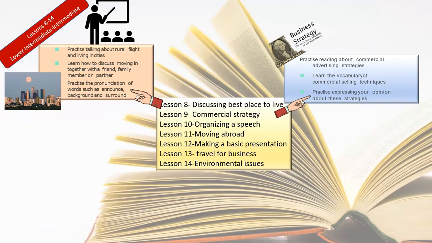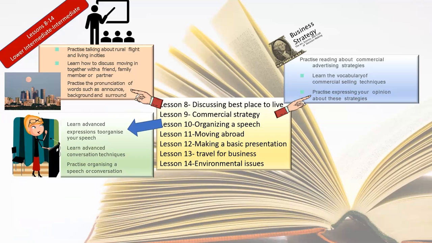Lesson number 9, we're going to be talking about commercial strategy. We're going to practice reading about commercial advertising strategies and learn the vocabulary of commercial selling techniques. You'll also practice expressing your opinion about these strategies and doing some writing about it, as well as some pronunciation and grammar exercises. In lesson number 10, organizing a speech.